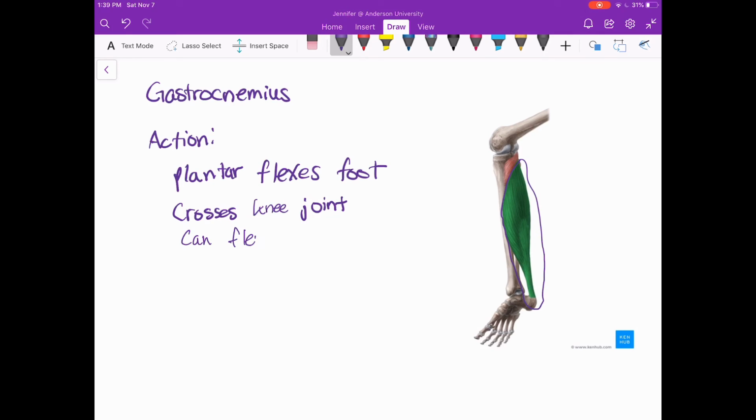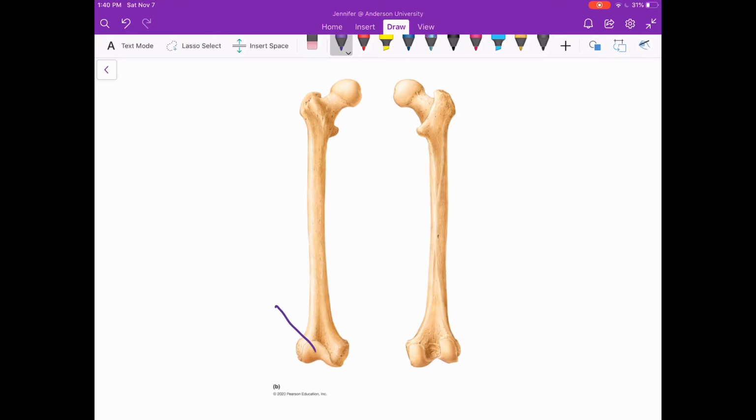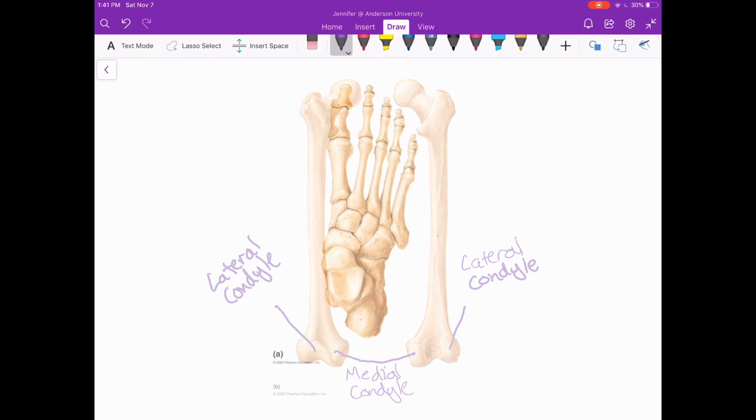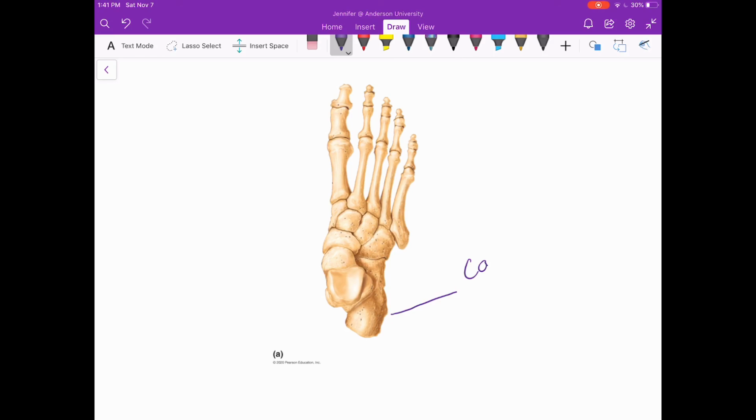Here we have the femur so that you can see the lateral condyle, and you can also see the medial condyle right there, just on the inside for this picture. Next we have a picture of a foot so that you can see the calcaneus or your heel bone.